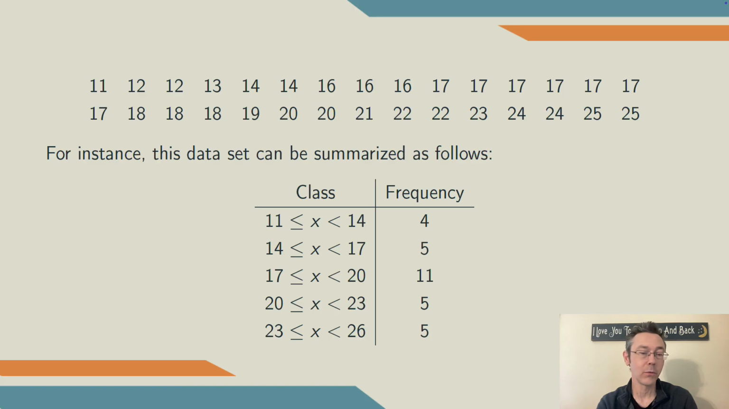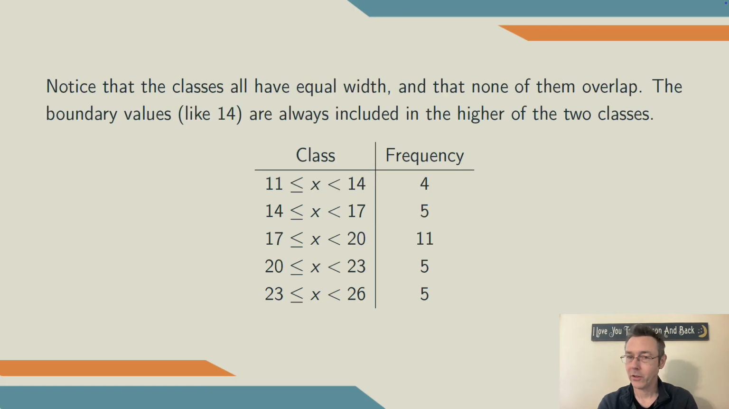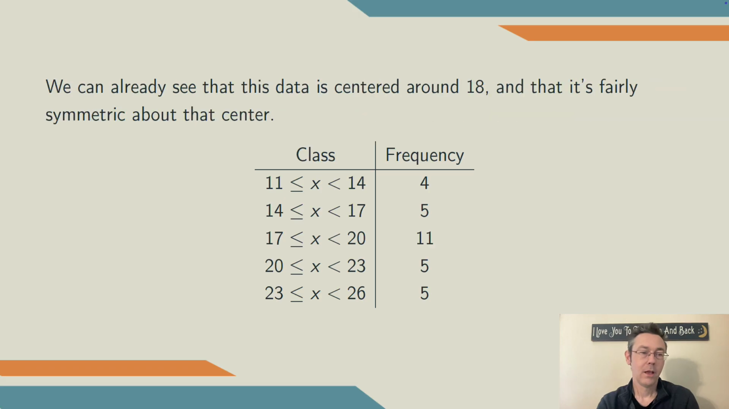So, for instance, between 11 and 14, including 11 but not 14, we have the observations 11, 12, 12, and 13. Notice that the classes all have equal width, that's normal, and that none of the classes overlap. That's essential. Boundary values like 14 are always included in the higher of the two classes. So the class 14 to 17, not the class 11 to 14 in this case. That's also very typical.